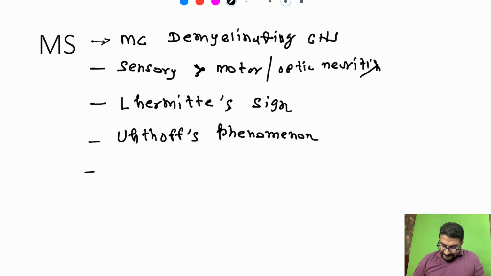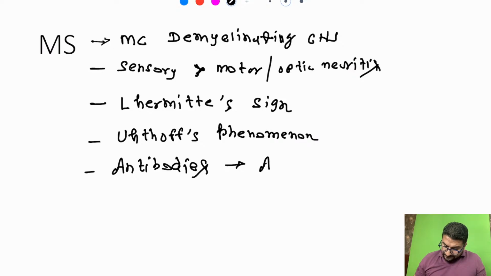Then understand here basically what you have to remember. Antibodies will be there, it's an autoimmune condition. These antibodies will mainly target myelin basic protein. So what do we call these antibodies? These are antibodies against, or anti, oligodendrocyte glycoprotein.